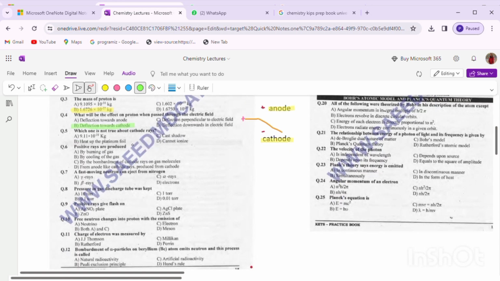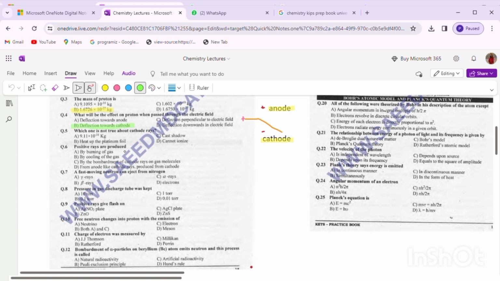So our fifth MCQ: which one is not true about cathode rays? They have given us something wrong in it and we need to identify that. If I read the first option, it is the mass of electron, 9.11 into 10 to the power minus 31 kg, which is of course correct about cathode rays. Cast shadow: if we put paddle wheels in the discharge tube, they will cast a shadow, so this is correct as well.